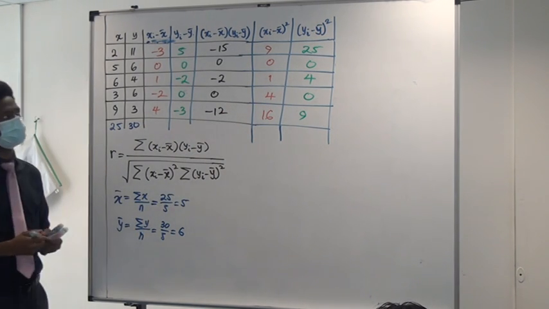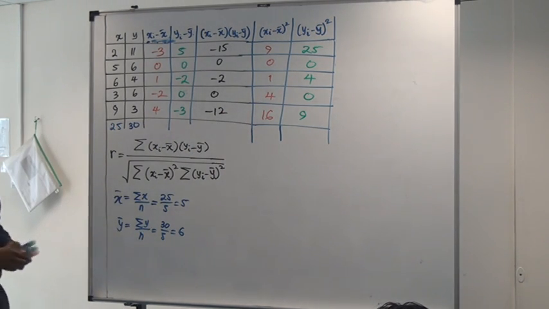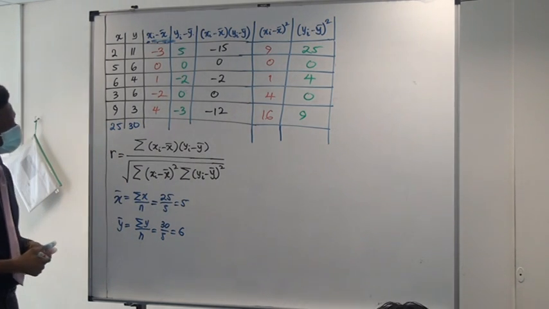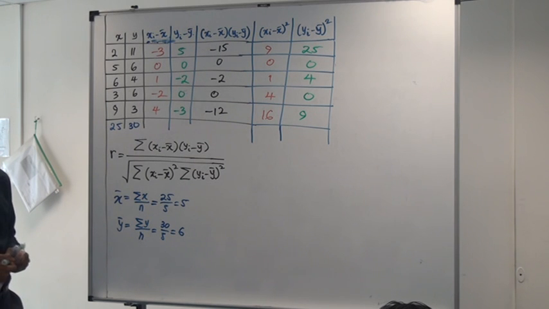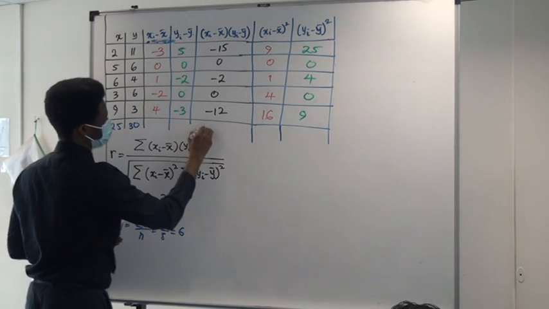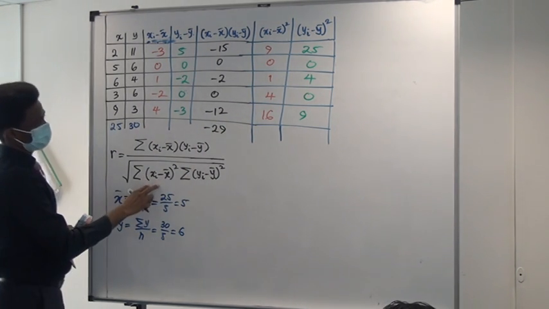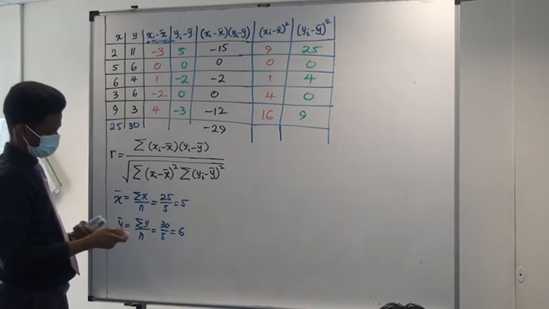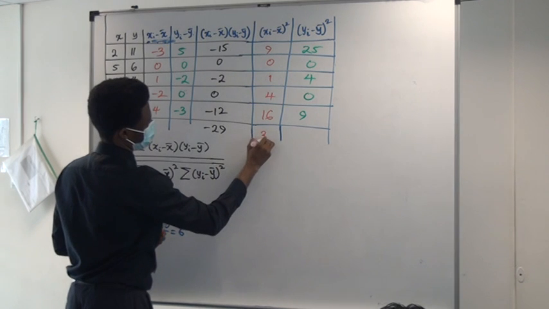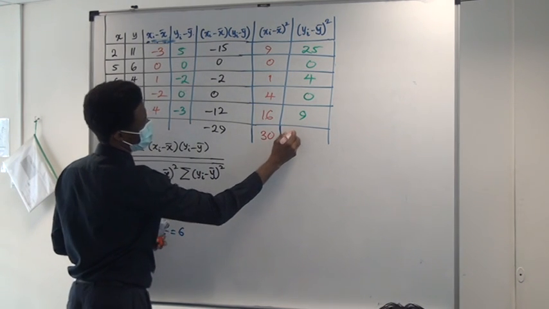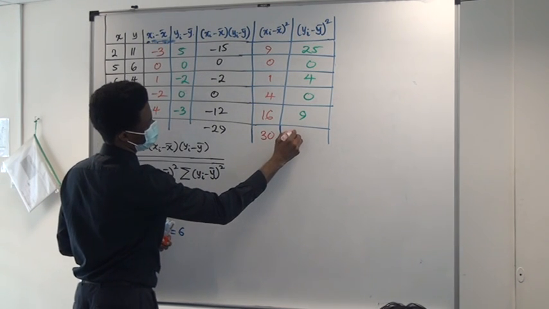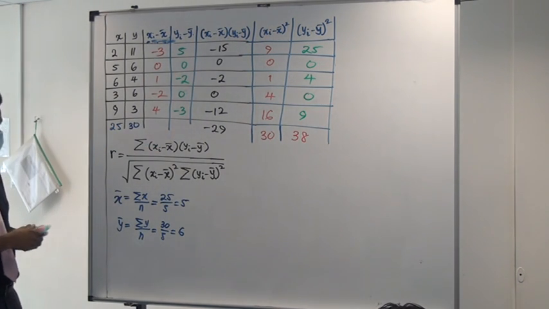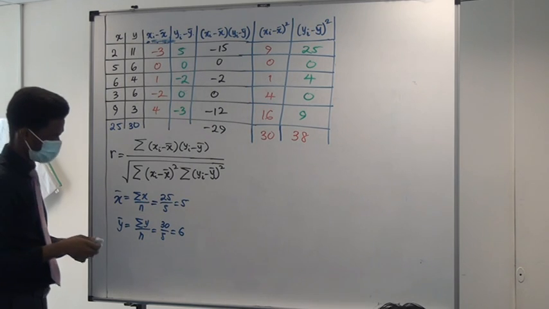Great. So, we need the summation of the product, which is this. So what is that? -29. We need the product of the squares. What is this? 30. And this? 40. What? 38. So, now we can finish up our work.